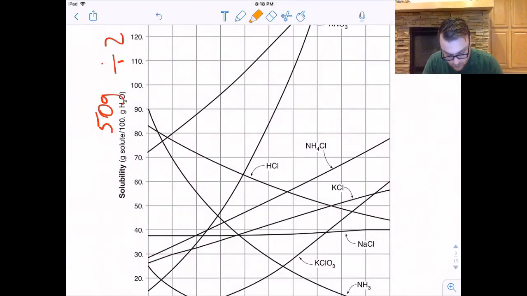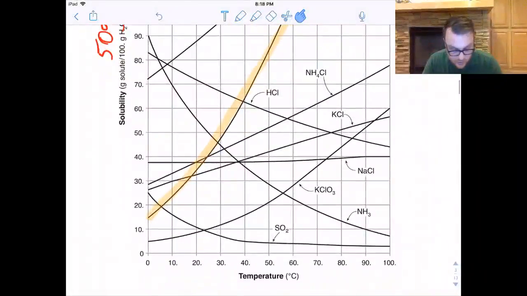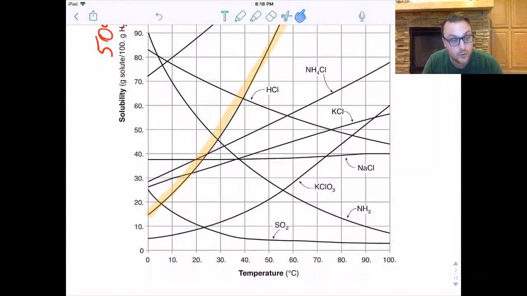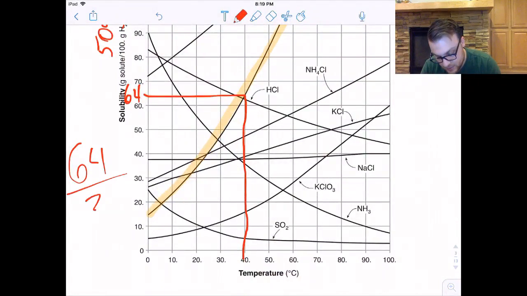and we said 50 degrees, well, let me choose a different temperature just so it's not the same number. 40 degrees in 50 grams of water. So 40 degrees, you can dissolve up to right about there, which I'm going to guesstimate as about 64. So, if you're dissolving 64 grams in 100 grams of water, it's saturated. But since we changed the amount of water to 50 grams, we just divide that by 2 and get 32 grams instead.